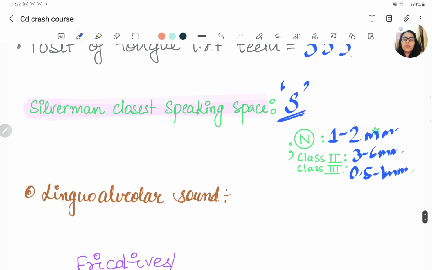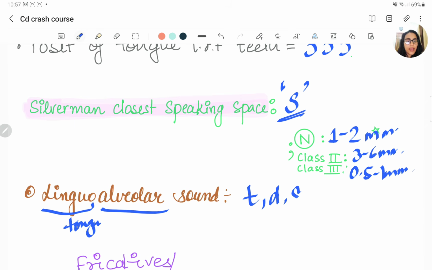Linguo-alveolar sound. Linguo means tongue and alveolar means alveolus or palate. So when we say words like T, the tongue is going to touch the palate. Or we say words like D, S, Z, N and L. When you pronounce these by yourself, you will see the tongue is touching the palate. So it's a linguo-alveolar sound.